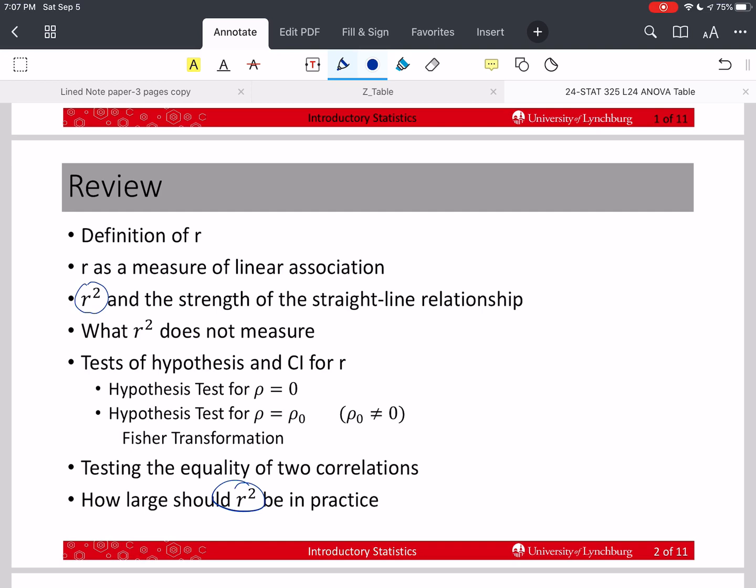and we'd love for it to be higher. We talked about the test for hypotheses. We talked about a test for rho equals 0 versus it's not. So is it significant or is it not significant? And then we also talked about testing rho against other numbers besides 0, and for that we needed a Fisher transformation. We also discussed how to do a confidence interval for R.